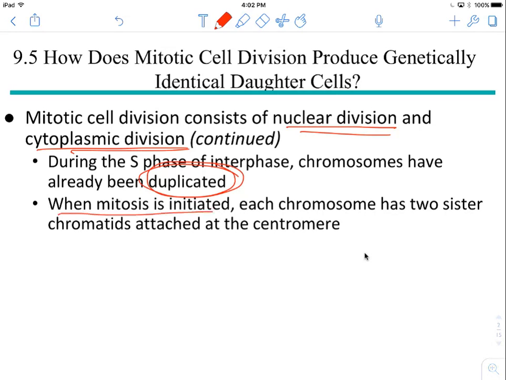And so when mitosis is initiated, each chromosome has two sister chromatids. Before replication, each chromosome has one chromatid. Then we go through S phase and replicate our DNA, and then each chromosome has two chromatids.